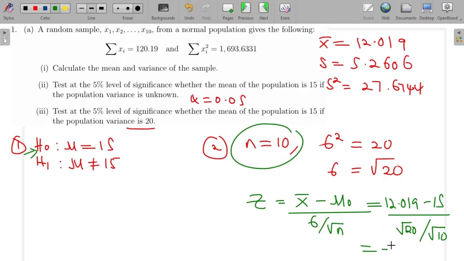My calculator is saying minus 2.10788853. That's what my calculator is saying. Okay, so that is my Z observed value. So I can write it here too. The Z statistic, the Z observed value, is equal to minus 2.107885. Okay, so what was step 3?